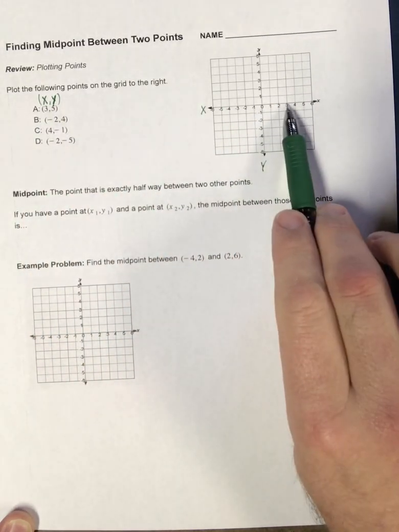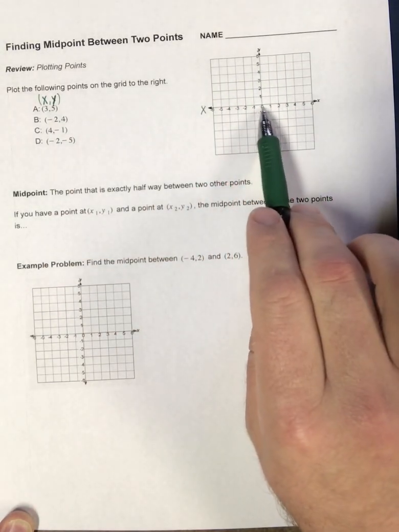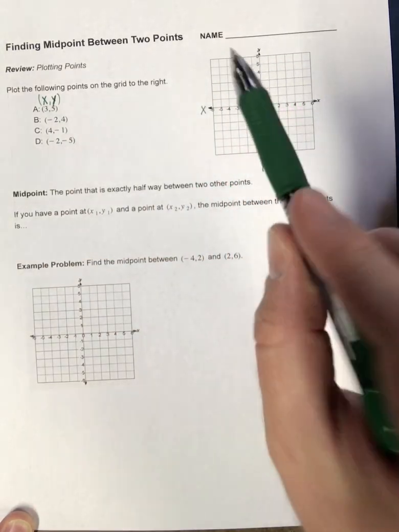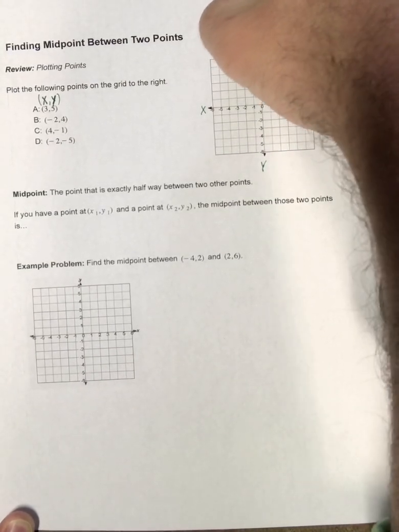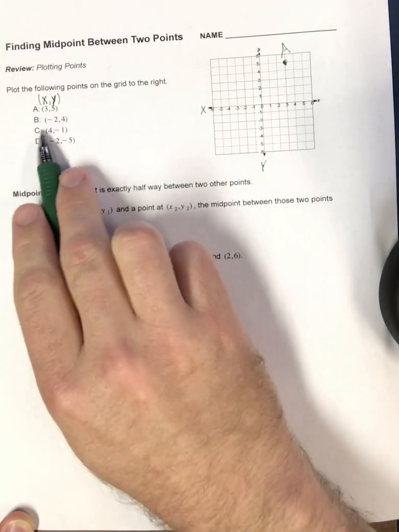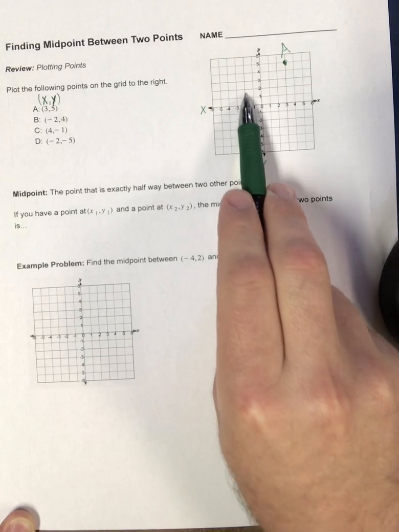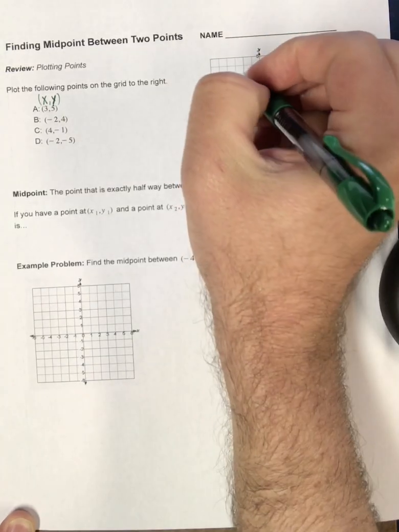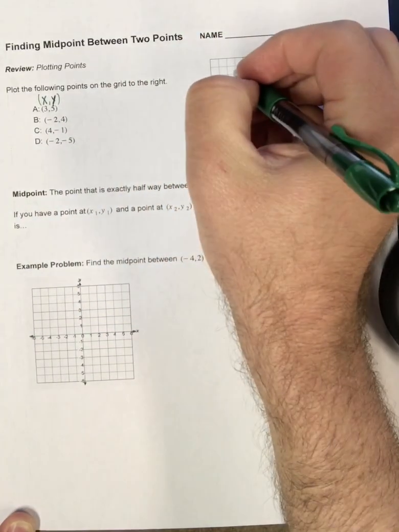So we go to that x value. The y value of 5 would be up here. So the point would be at 3, 5, up here. So I label this as point A. I then go to B, -2, 4, -2 this way, 4 this way, and I label it B.